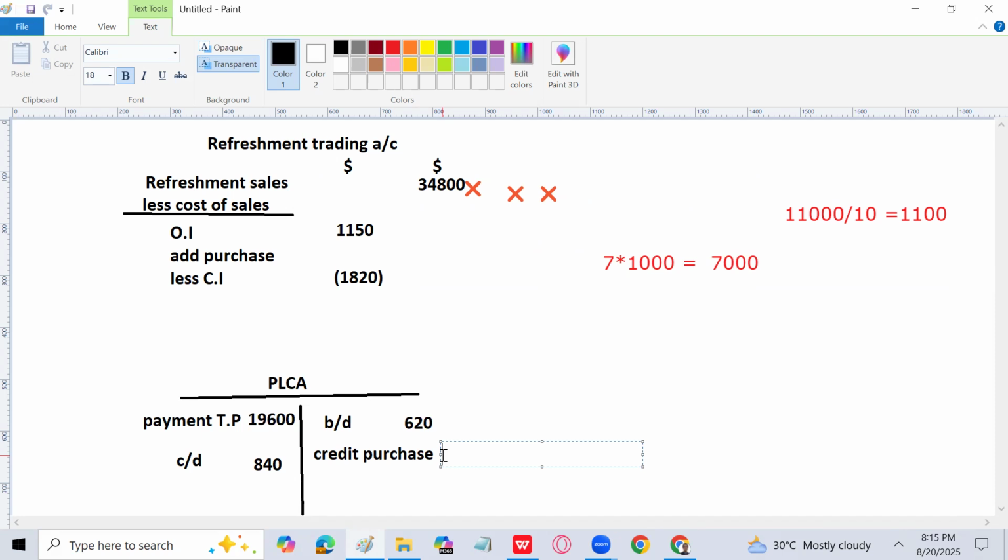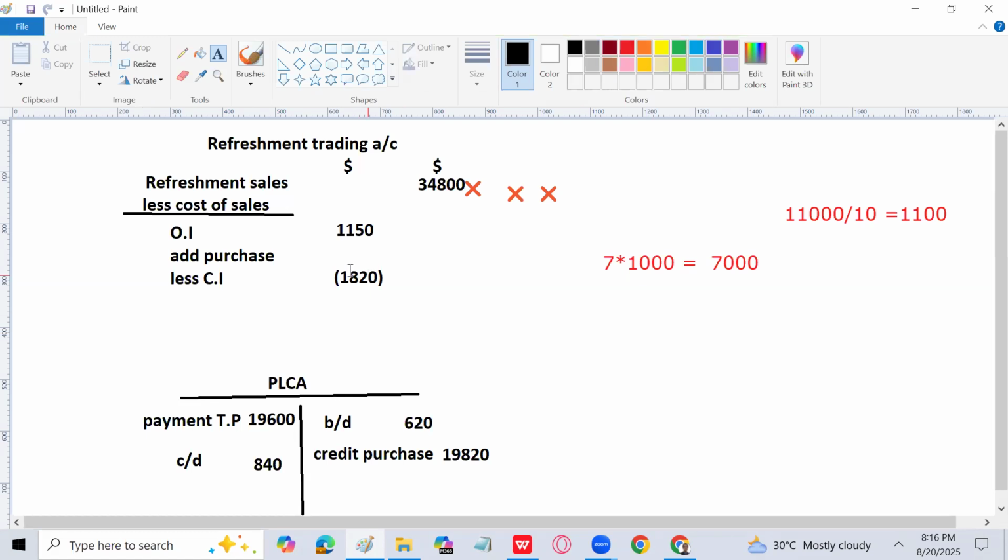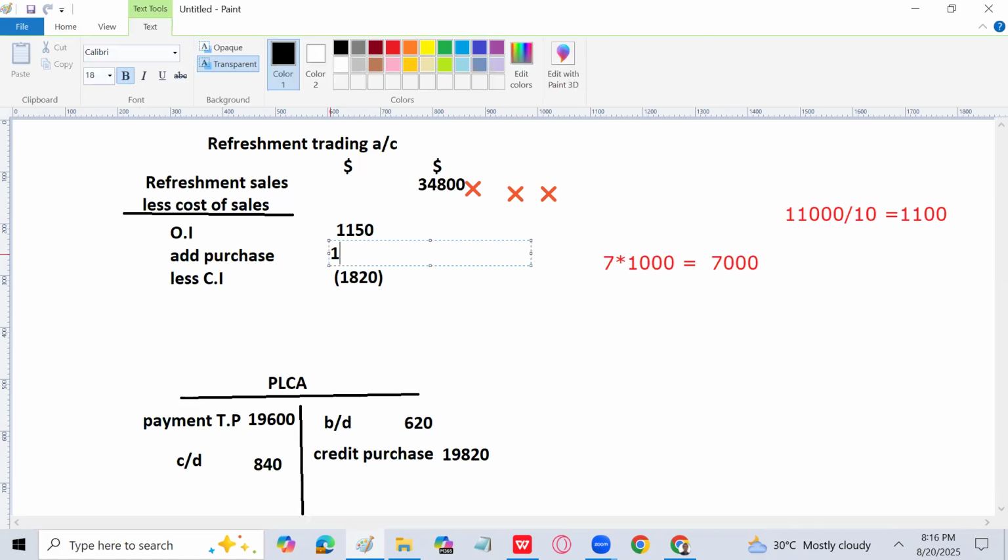That is 19,600 plus 840 minus 620. So what is the amount of credit purchases? I'm sorry, 19,820. So credit purchases are going to be 19,820. I'm going to write here 19,820, which is the credit purchases.